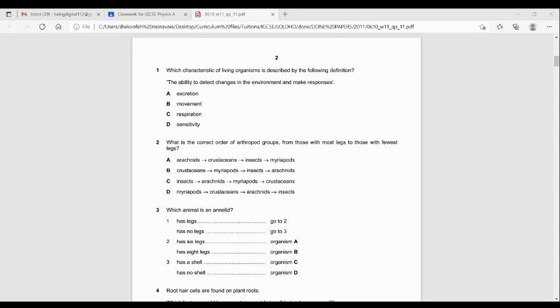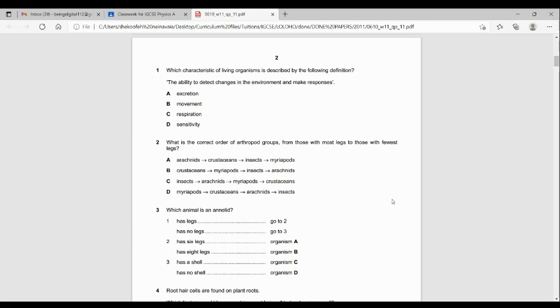Today I want to discuss this question paper, and it is multiple choice questions. So let's get started. This is IGCSE Biology 0610. Question number one: Which characteristic of a living organism is described by the following definition? The ability to detect changes in the environment and make responses.